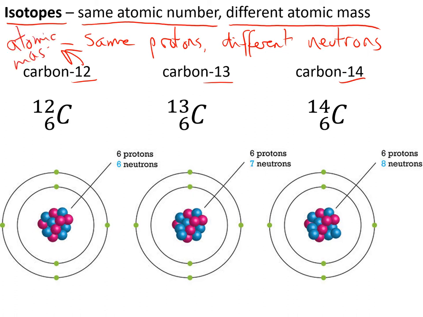Okay, so carbon 12, carbon 13, carbon 14, because they're all carbons, they've all got the same atomic number, which means they've all got six protons and six electrons. And you can see that here, six protons, six protons, six protons. What's different is the atomic mass, which means they've got different numbers of neutrons. So carbon 12 has got 12 minus 6 to give you 6 neutrons. Carbon 13 has got 13 minus 6 to give you 7 neutrons. And carbon 14 has got 14 minus 6, which is 8 neutrons.